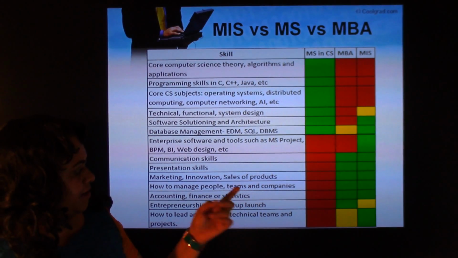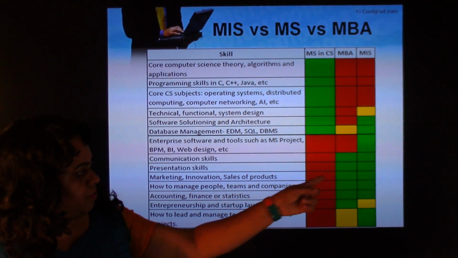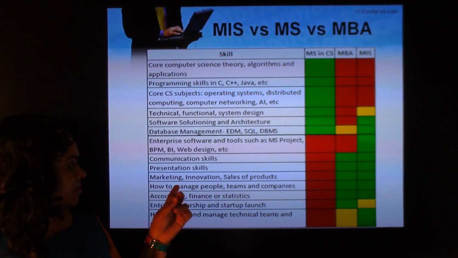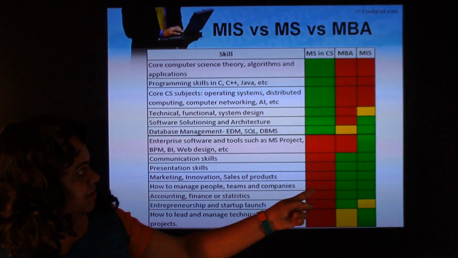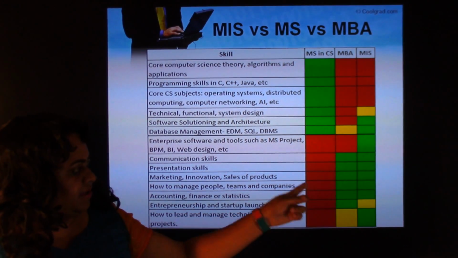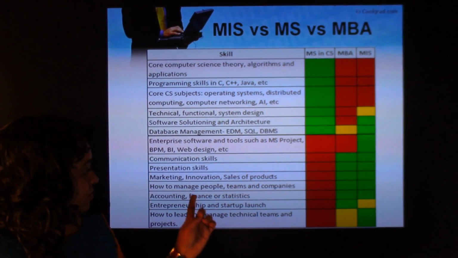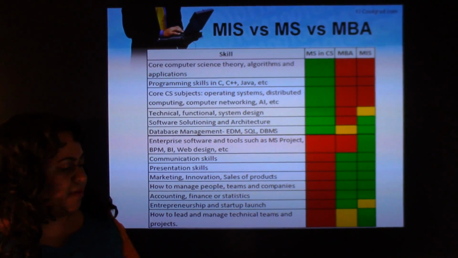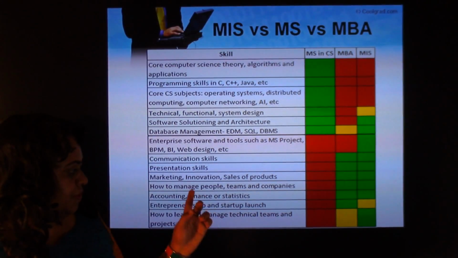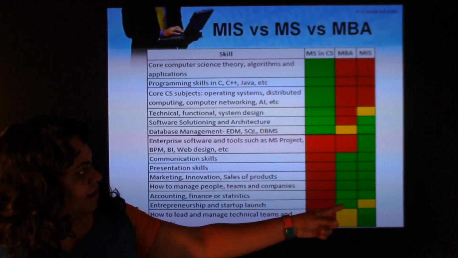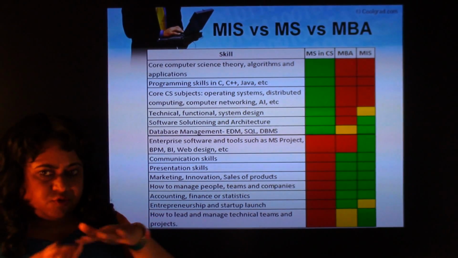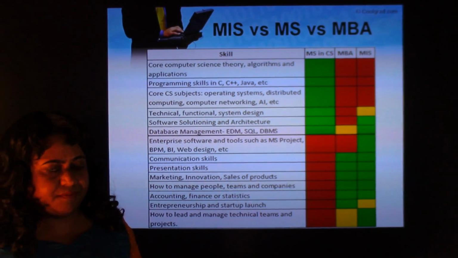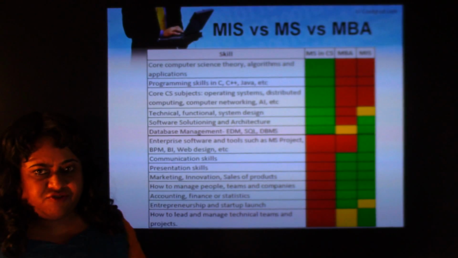Marketing, innovation, sales of products. You want to learn about sales, marketing, innovation, then you should probably do MBA or MIS and not MS in computer science. So, how to manage people, teams, and companies. You do MBA or MIS, but not MS in computer science. Accounting, finance, statistics. You learn the fundamentals of these in MBA and MIS, but not in MS in computer science. Entrepreneurship and startup company management. You learn that in an MBA program, and mostly to a large extent in an MIS program too, if you take that course, but not in an MS in computer science program. They don't teach you how to launch a company and manage an enterprise.